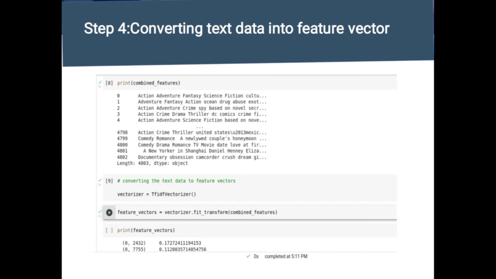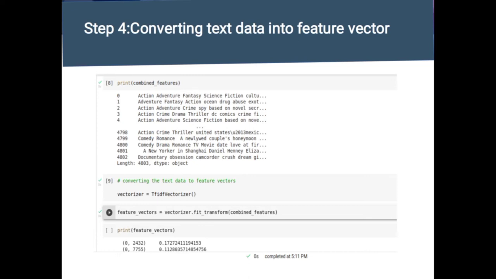So step 4 is converting textual data into feature vectors. So what we are doing is we are initializing vectorizer with TfidfVectorizer, right? Which means we are loading TfidfVectorizer into vectorizer.